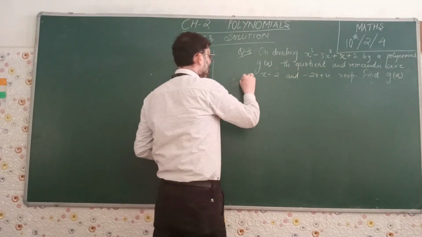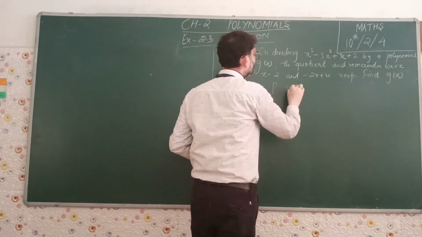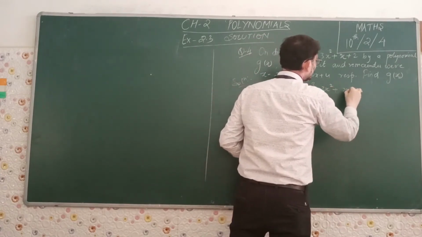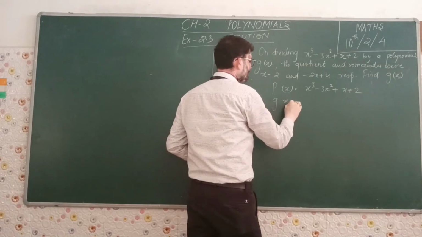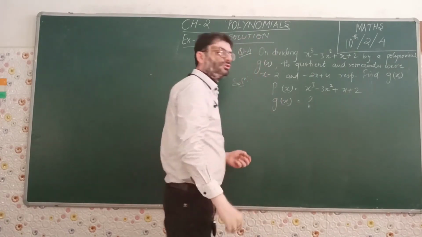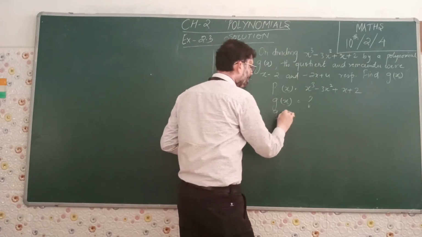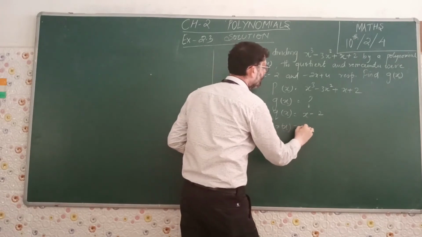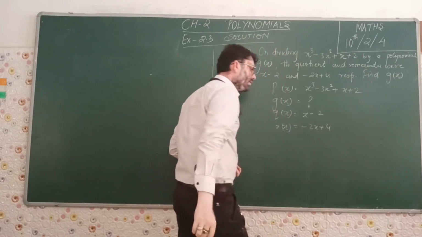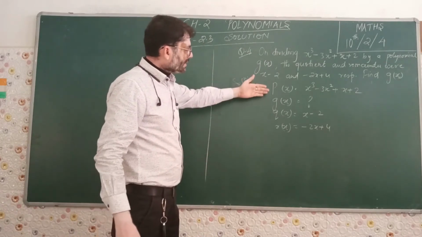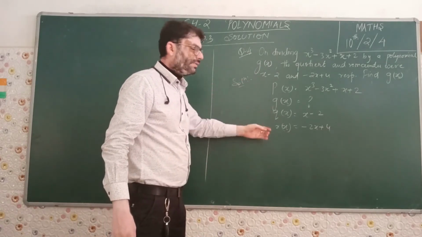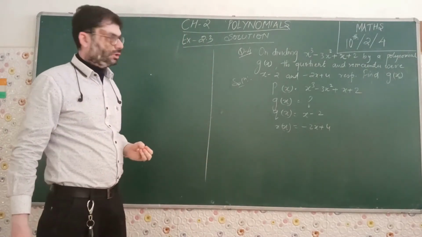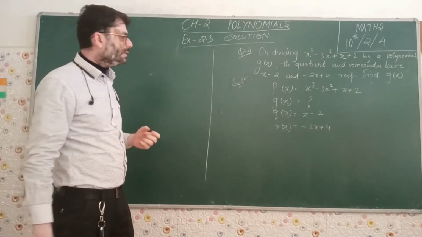So we are given a polynomial, that is p of x is equal to x cube minus 3x square plus x plus 2. G of x is actually not given to us. We need to find g of x. Again, we are given q of x is equal to x minus 2, and we are also given r of x is equal to minus 2x plus 4. P of x, g of x, q of x, r of x, all the 4 types of polynomials are given, which are actually used in the division algorithm for polynomials. So let us move with the division algorithm for polynomials.